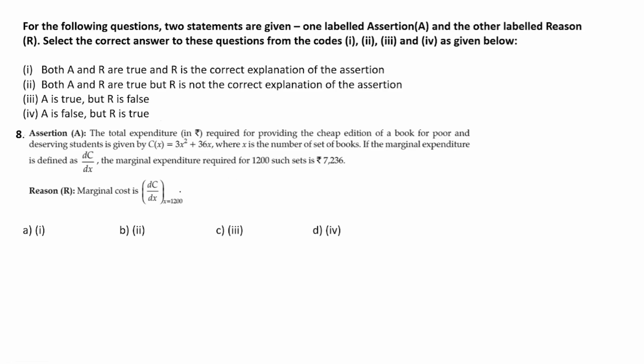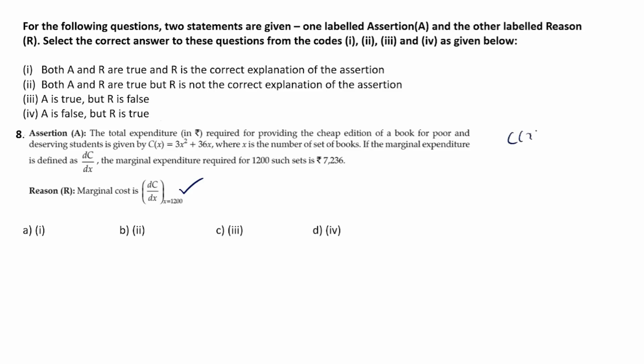So here we can see that the reason is true. Let us check whether the assertion is true or not. Here they have given the cost function as 3x square plus 36x, and they have given the marginal expenditure required for 1200 sets of books as 7236. So let us check this.